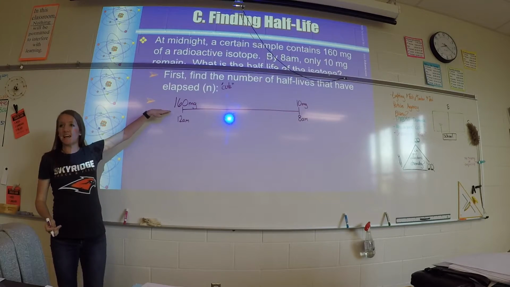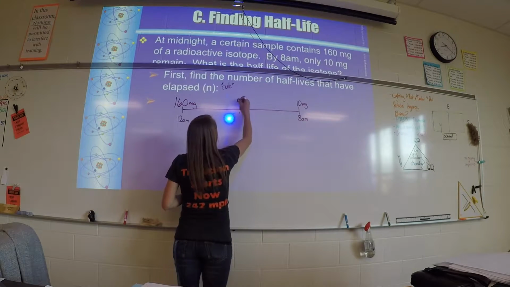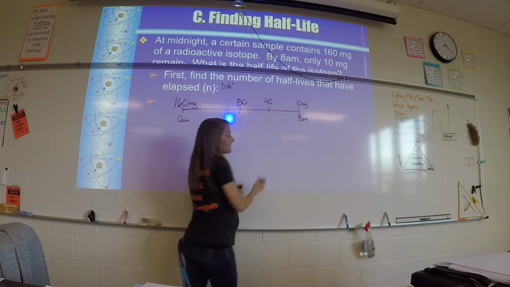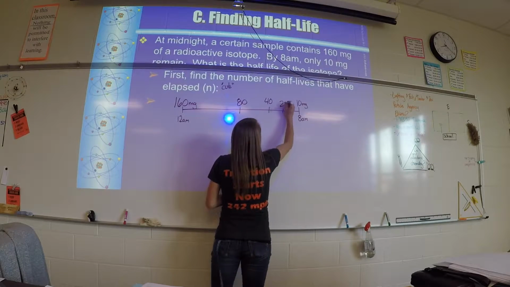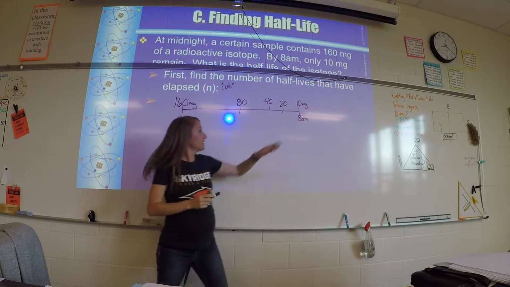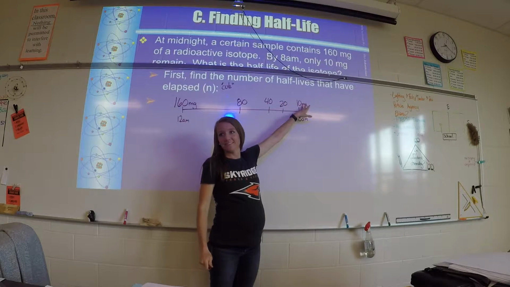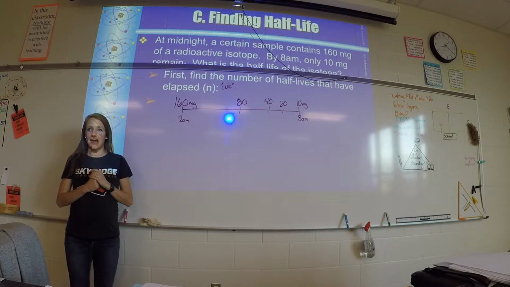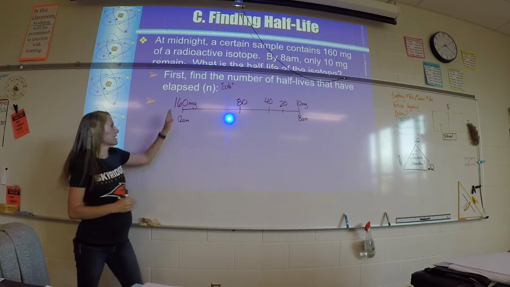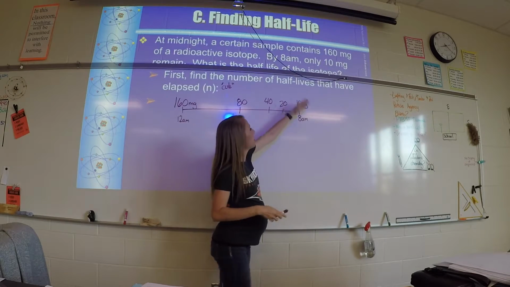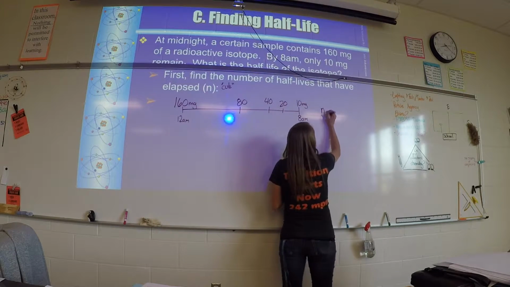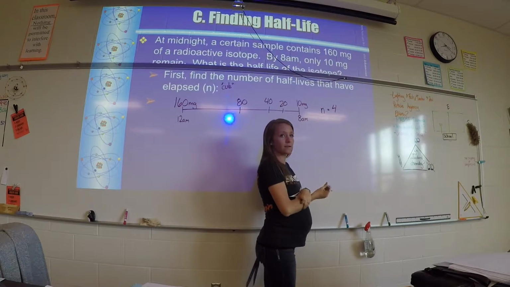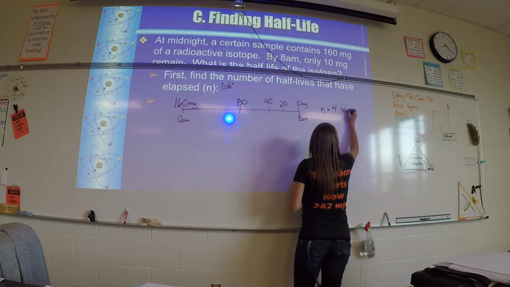So if I take 160 and I cut it in half, what do I get? 80. Take 80, cut it in half: 40. Cut it in half: 20. Cut it in half: 10. Ding, ding, ding. Okay, so how many cuts did it take to get to 10? 4. Everyone see that? Because we did 1 cut, 2 cuts, 3 cuts, 4 cuts. So n is the variable you can use, and that means cuts. So we've gone through 4 cuts, or 4 half-lives.